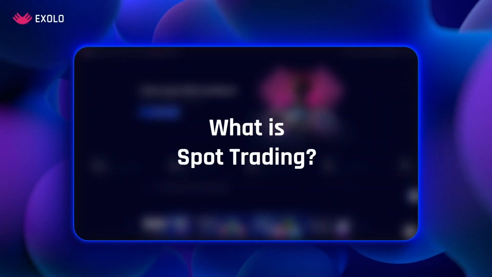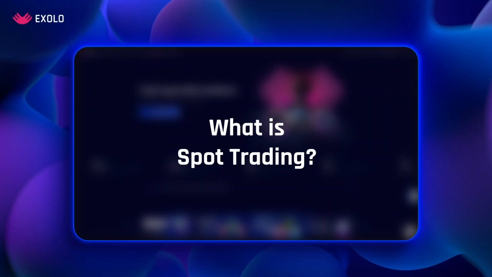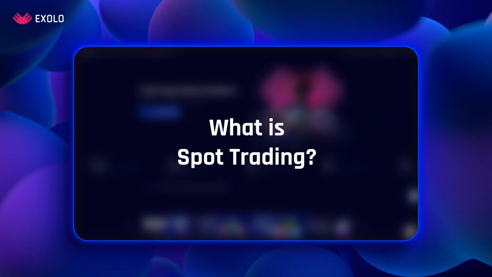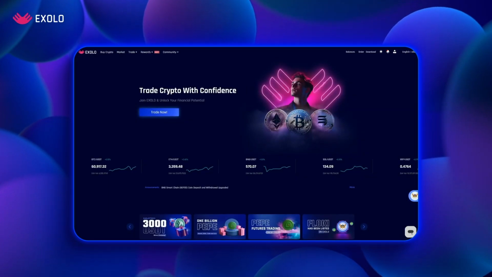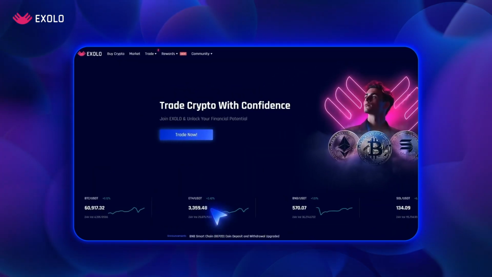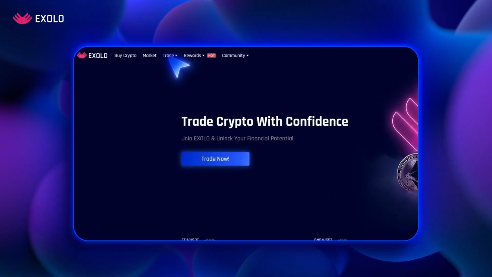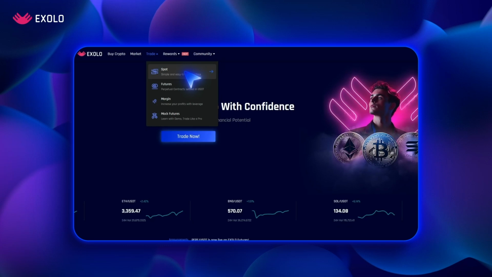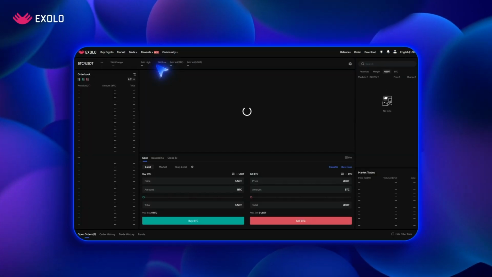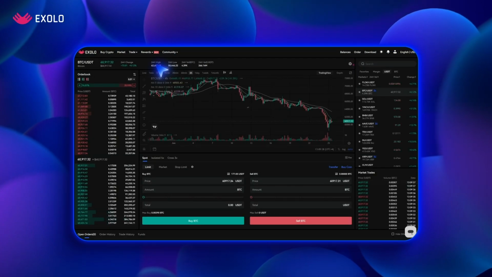What is spot trading? Spot trading involves buying and selling cryptocurrencies for immediate delivery. How to reach the spot trading section? Navigate to spot trading. From the main menu, hover over Trade. Click on Spot to access the spot trading interface.